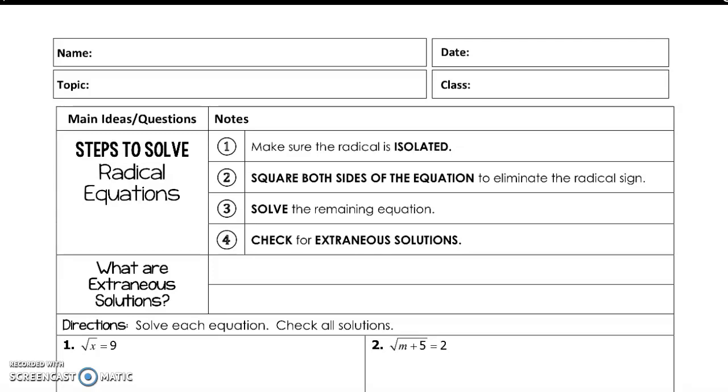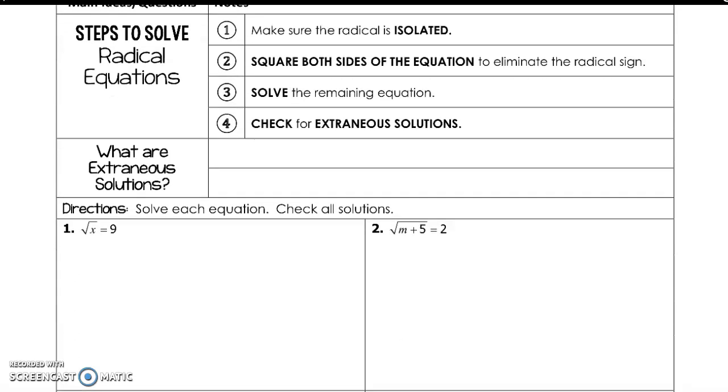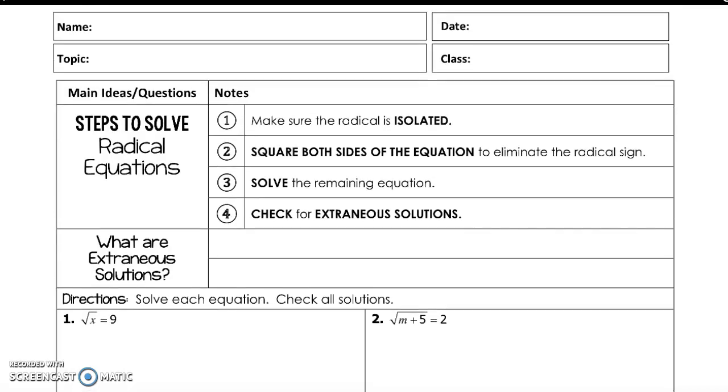Our last set of notes in Unit 11 are 11-10 and 11-11. We are going to be solving radical equations. So you can see that there are square roots in our equations. So the steps are listed here.